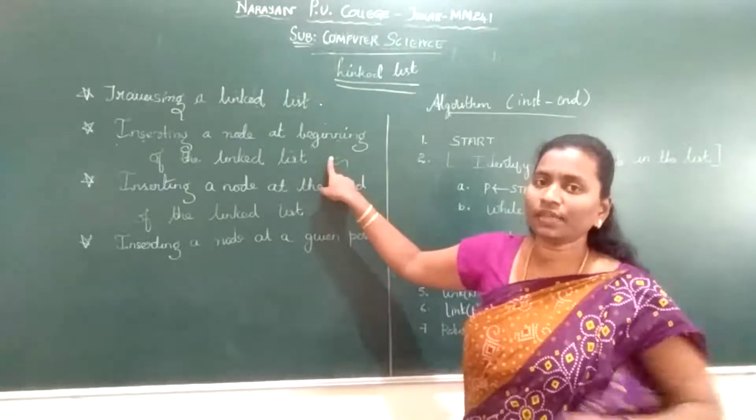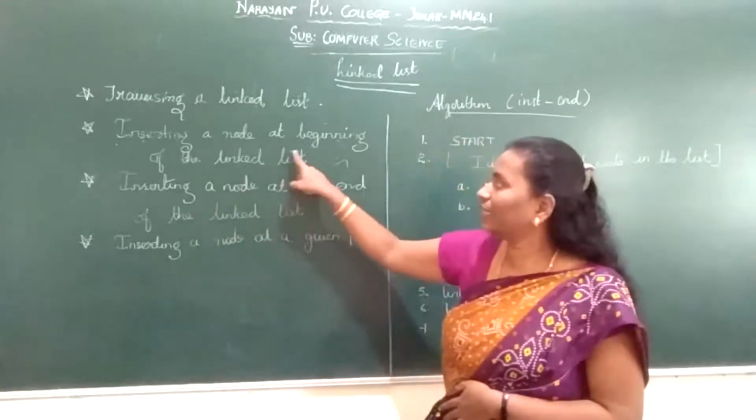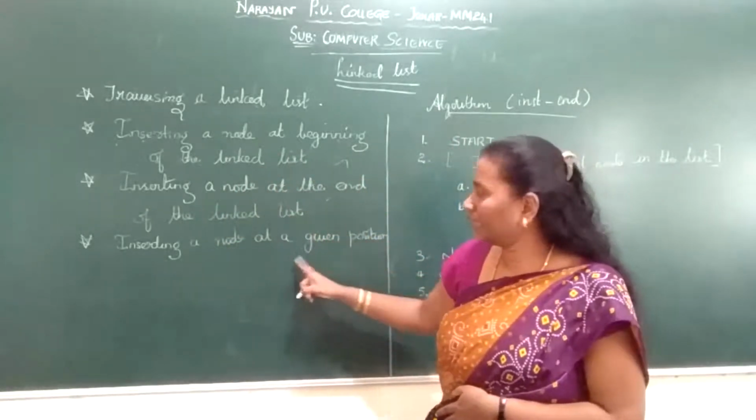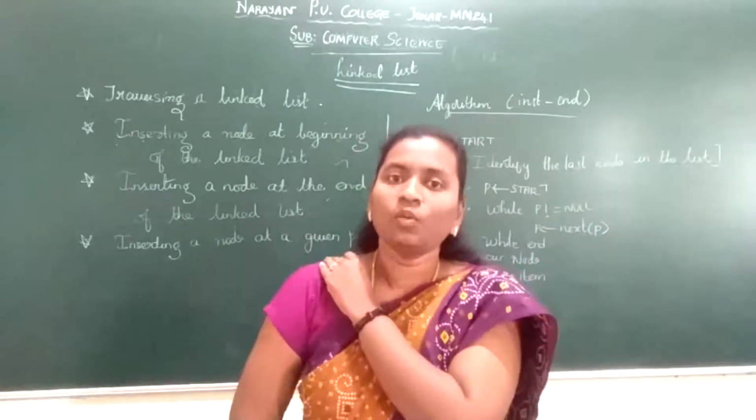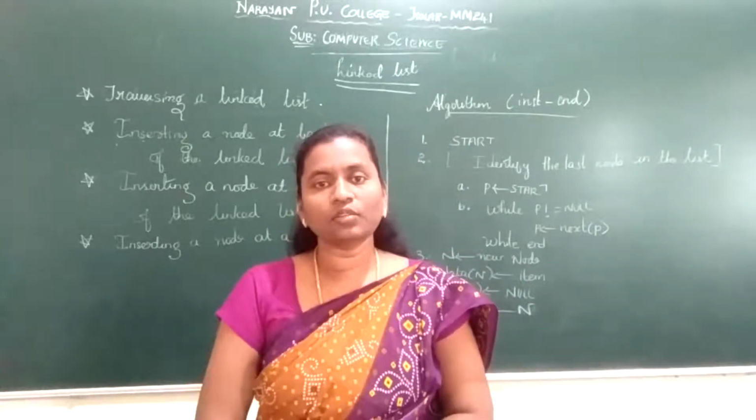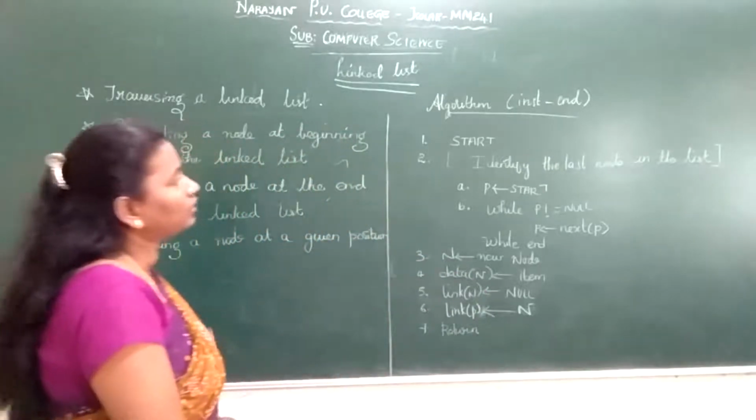Next we'll see deletion. Deletion is also the same: deleting a node at the beginning, deleting a node at the end, then deleting a node at the given position. So there are 6 algorithms you have to keep in mind. One is at the beginning, next is at the end, and the third one is inserting a node at the given position. Now on the board I have written for you the algorithm to insert at the end.